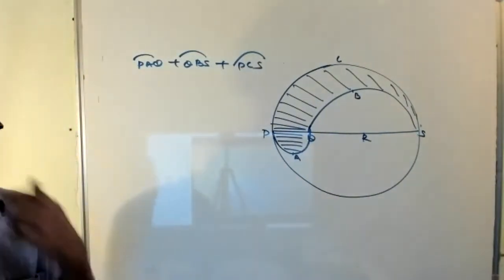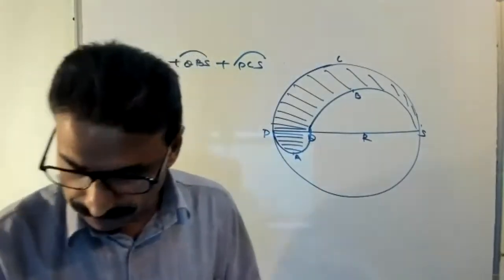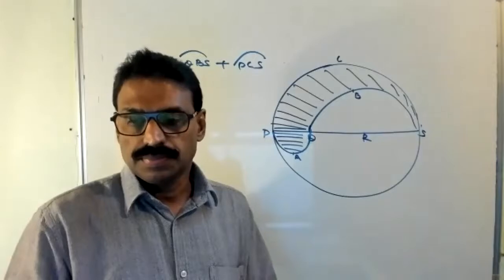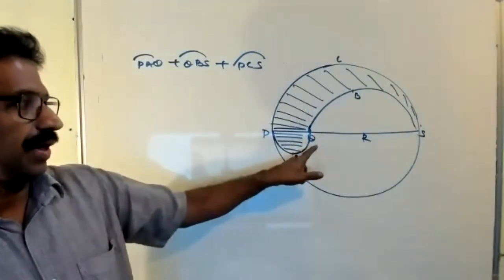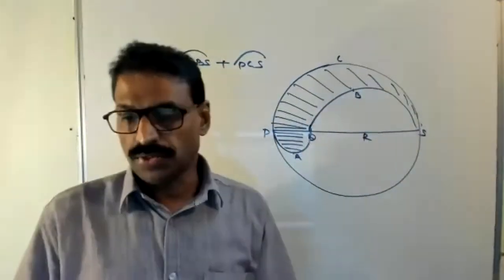After this I'll give a hint and explain to you. So first of all, look. PAQ you have to find out, QBS you have to find out, PCS also you have to find out.